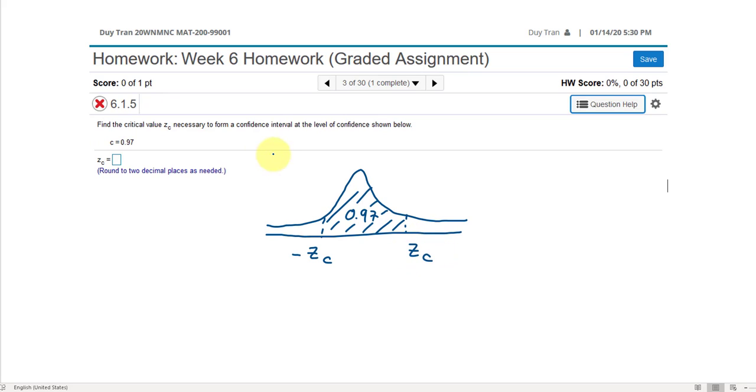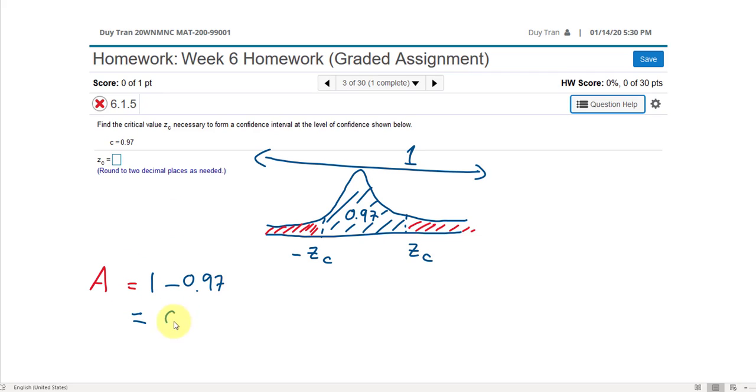here. So we know that the area of the whole curve is 1, because this is the standard normal curve, and we know that 0.97 occupies this region. Therefore, to find the area of the two tails of the red colors, all you do now is the area of the red colors is equal to 1 minus the one in the middle, 0.97, and that is 0.03.